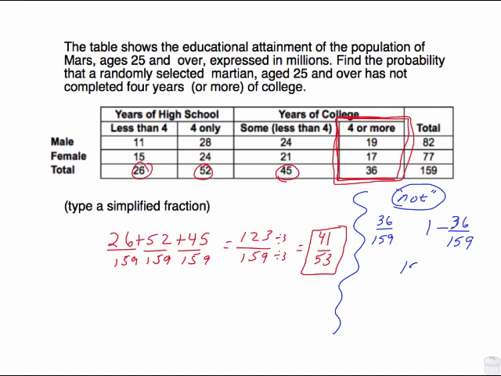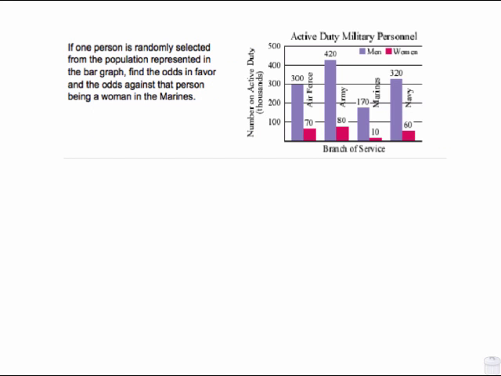Of course, 1 is the same as 159 over 159. Minus 36 over 159 gives me that 123 over 159, and then you can reduce like we did over here in the red. So you can use the formula for not, or you can just add these up individually, whatever works for you. Last problem, we've got another chart here.